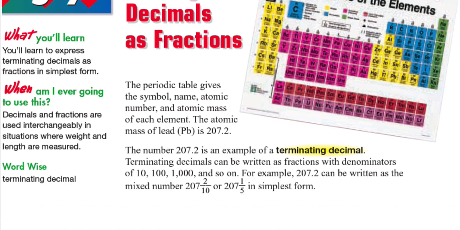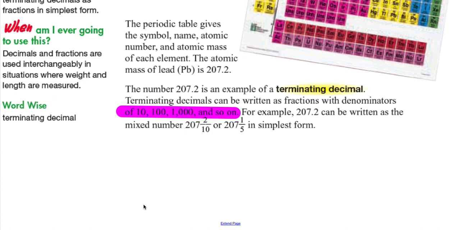simplest form. So when you talk about a terminating decimal, terminating decimals can be written with denominators of 10, 100, 1000, and so on. That's how you determine if it's a terminating decimal or not. That's how you write your terminating decimal with the denominators 10, 100, 1000, and so on. Let's take a look at some examples. Let's take a look at example number 1.